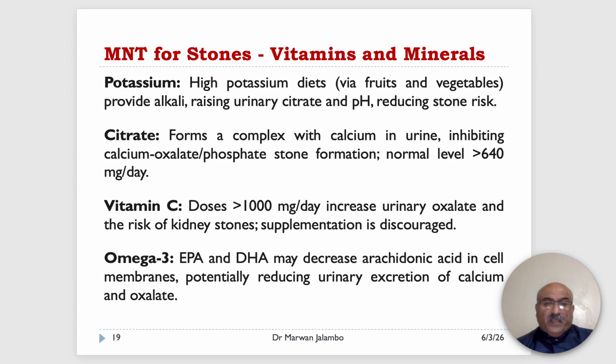Before I go to the next slide, I will also discuss the potassium and the citrate. Potassium is protective. A high potassium diet full of fruits and vegetables provides alkali load that raises urinary citrate and urine pH. Citrate itself is a potent inhibitor of calcium stones because it complexes with calcium in the urine.